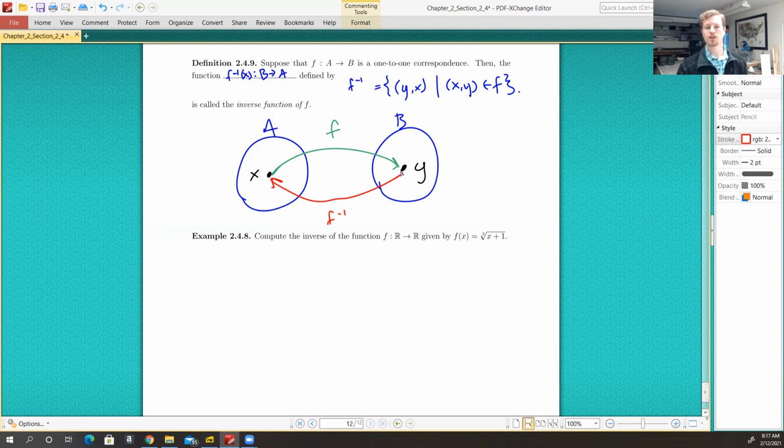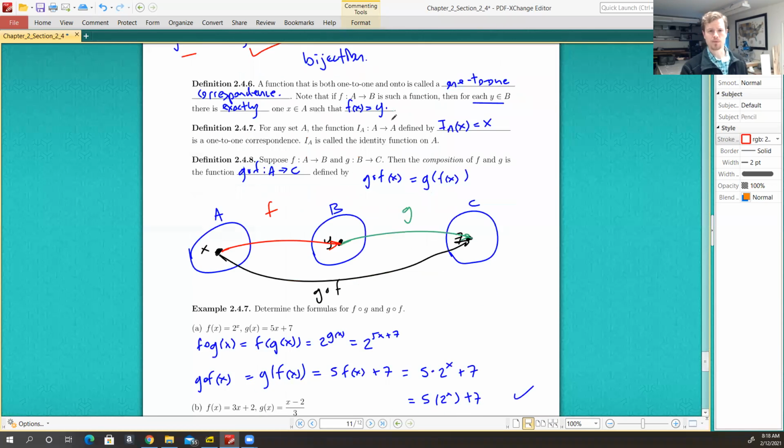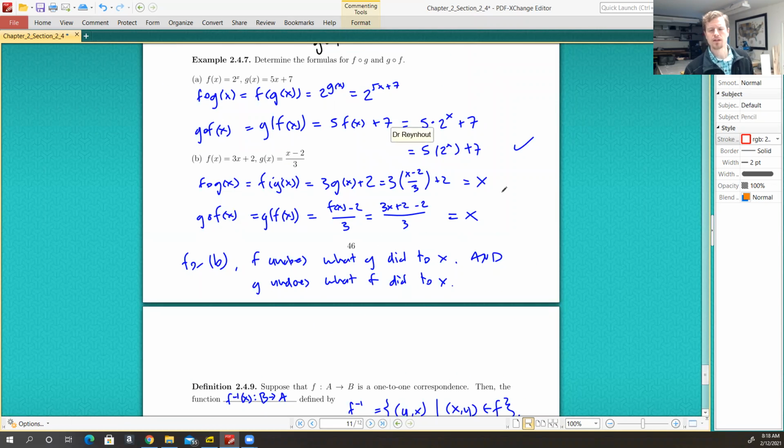Similarly, if I were to start with the inverse doing something, and then the original function undoes the inverse. So if I start with y, f inverse does something to it, f undoes that, and I get back y. So again, compose them, and I should get the identity function. And that's exactly what we saw here. The two functions undid one another. So these two are actually inverse functions.